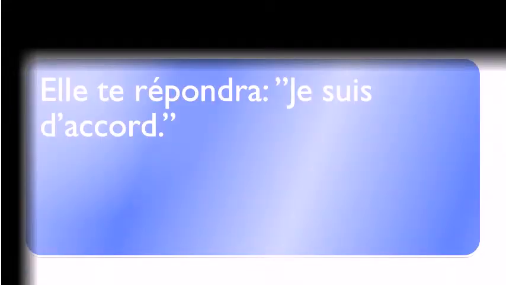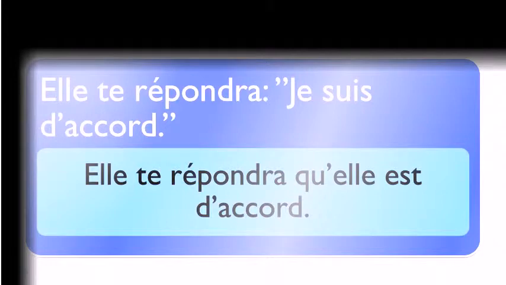if you've got the same thing, you know, with here the future, elle te répondra je suis d'accord. So here it's the future, it's répondre to answer, but at the futur simple form, and in the second part here it's the present form. And let's have a look. And you'll see that it's not really difficult because it doesn't change that much.